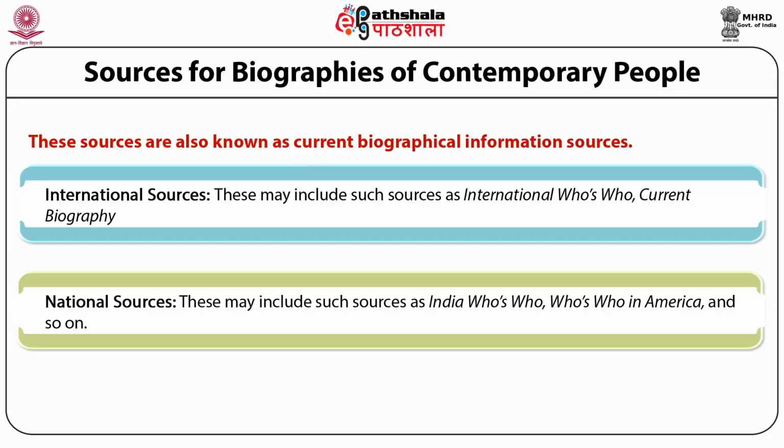Among national sources we can count such sources as India Who's Who. It is published from New Delhi by INFA since 1970 and includes about 5,000 living persons. Another example is that of Who's Who in America. This is published by Marquis since 1844. It is published annually. Now it's in 3 volumes and covers about 30,000 people.